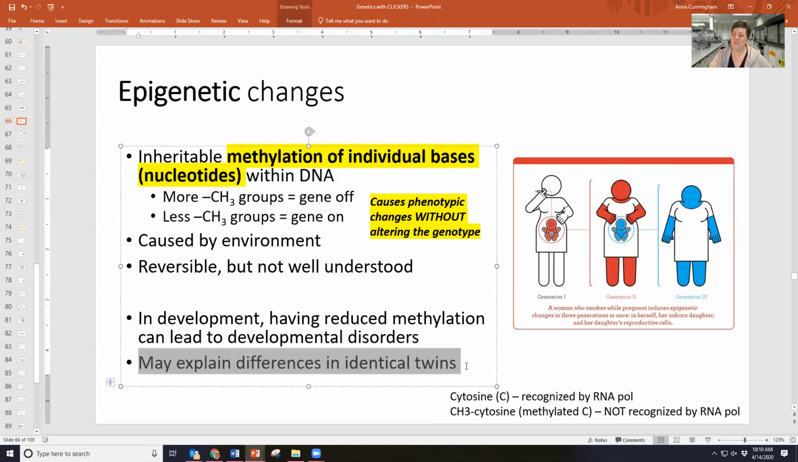But it's hypothesized that one of the reasons you can have identical twins, right?